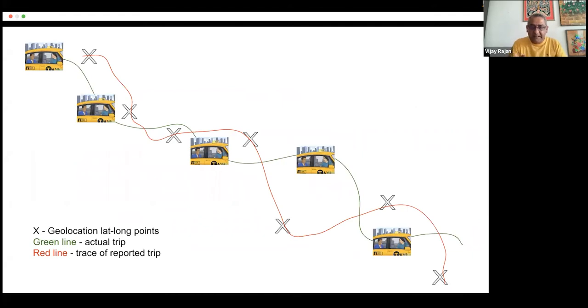Just to give you an idea as to how this would have panned out, let's say that X is the reported lat long of the geolocations of a taxi ride, whereas the green line was the actual trip, right? Obviously, the length of the red line will not match the length of the green line. And this is just a made-up example. But if you take a long trip, say even 3 or 4 kilometers, or even more than 1.5 kilometers, you would see that there's discrepancy, and the passenger would get surprised. Hey, this is exactly 1 kilometer. Why are you charging me for 1.2 kilometers?